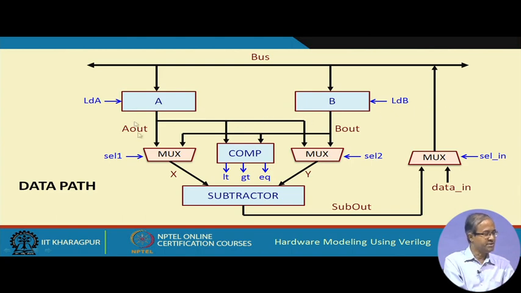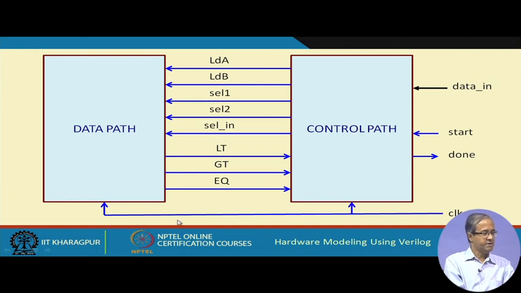Okay. So, this is how the data path functional components look, and you can also see the control signals: load A, load B, select 1, select 2, select in, and these are the status signals which are generated by the data path: less than, greater than and equal to. The outputs of the multiplexers we are calling X and Y. Fine. So, schematically the data path is treated as a black box, and these are the 5 control signals which are required and these are the 3 status signals which it is generating.